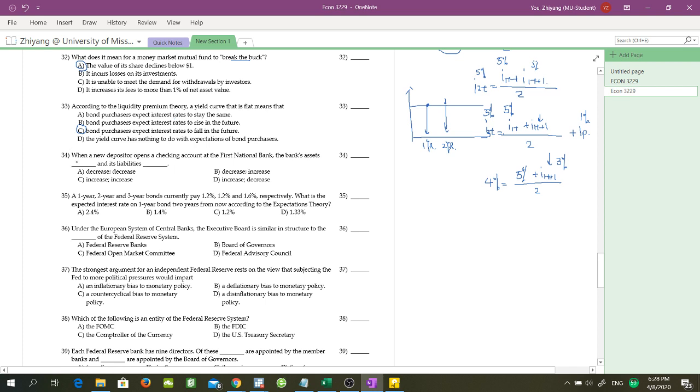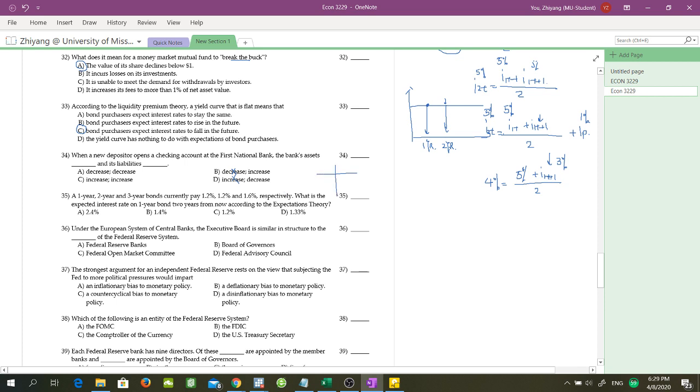Question 34. When a new depositor opens a checking account at the First National Bank, the bank's asset and its liability do what? Okay, so first of all, if something happens to a bank, the asset and liability are not changing in the same direction, it must be a wrong answer. Why? Because we call the T account also the bank's balance sheet, right? It has to be balanced. If asset increases, liability decreases, it won't be balanced, all right? So B and D are not right automatically, okay?